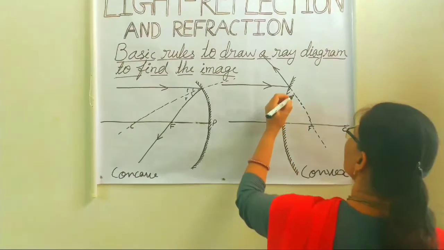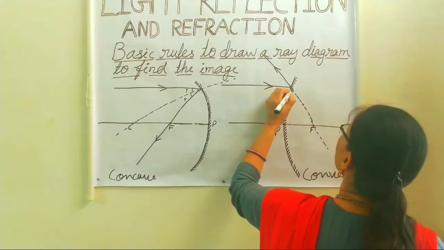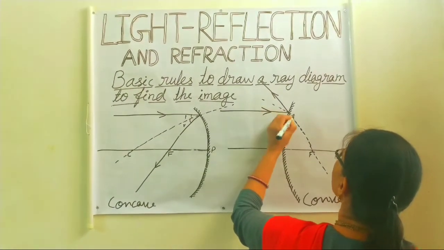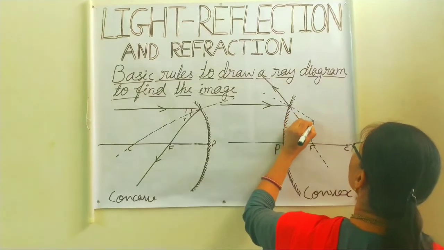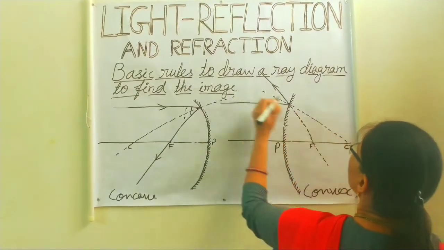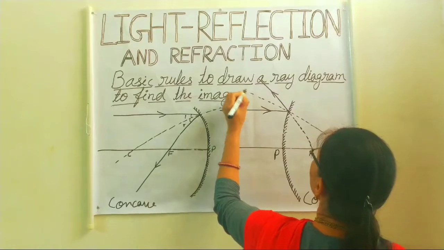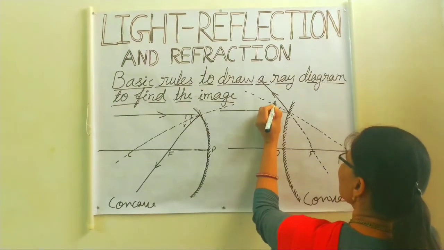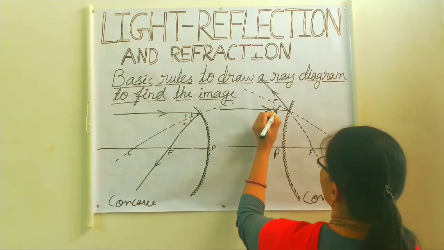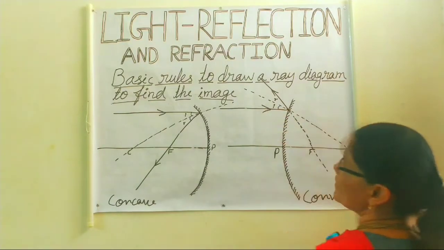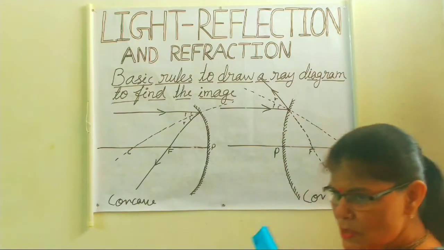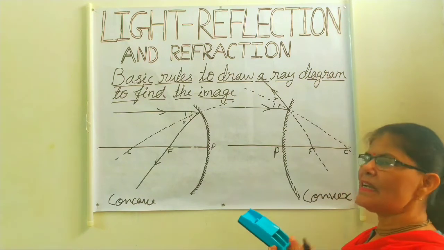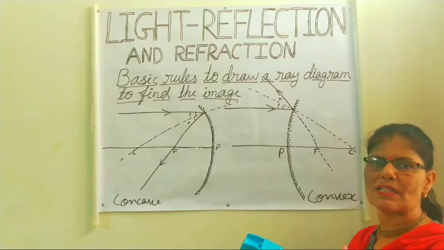In this case also, when we draw the normal here at the point of incidence, this is the normal, this is our incident ray, this is the angle of incidence, and this is the angle of reflection. So the laws of reflection will be followed here. This is the first rule: when the incident ray comes parallel to the principal axis, then the reflected ray will pass through the principal focus.